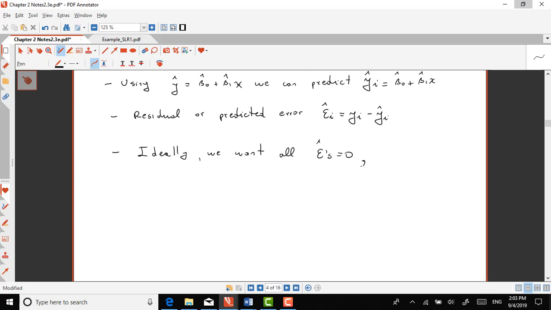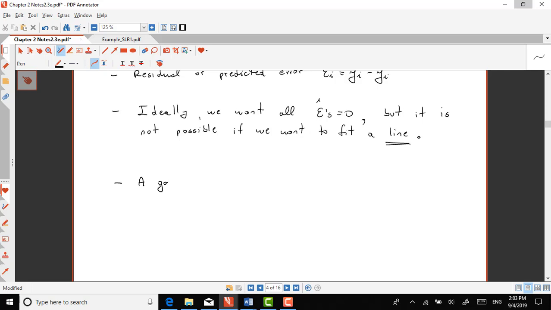So remember, going back to the intuition, ideally we want all the errors to be equal to 0, but it is not possible if we want to fit a line. Remember, there is that cloud of points, so there is not a line that goes through all those points. So a good alternative is to try to make the sum of all square residuals as small as possible.